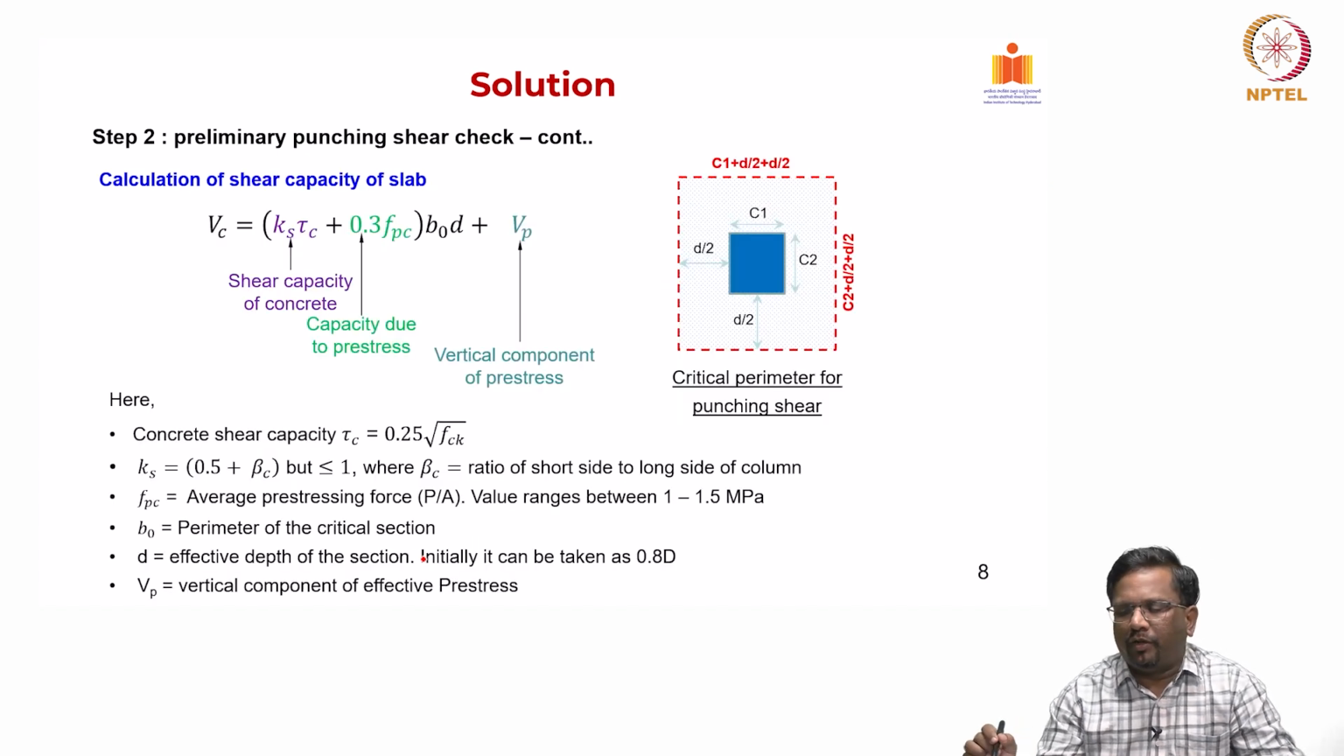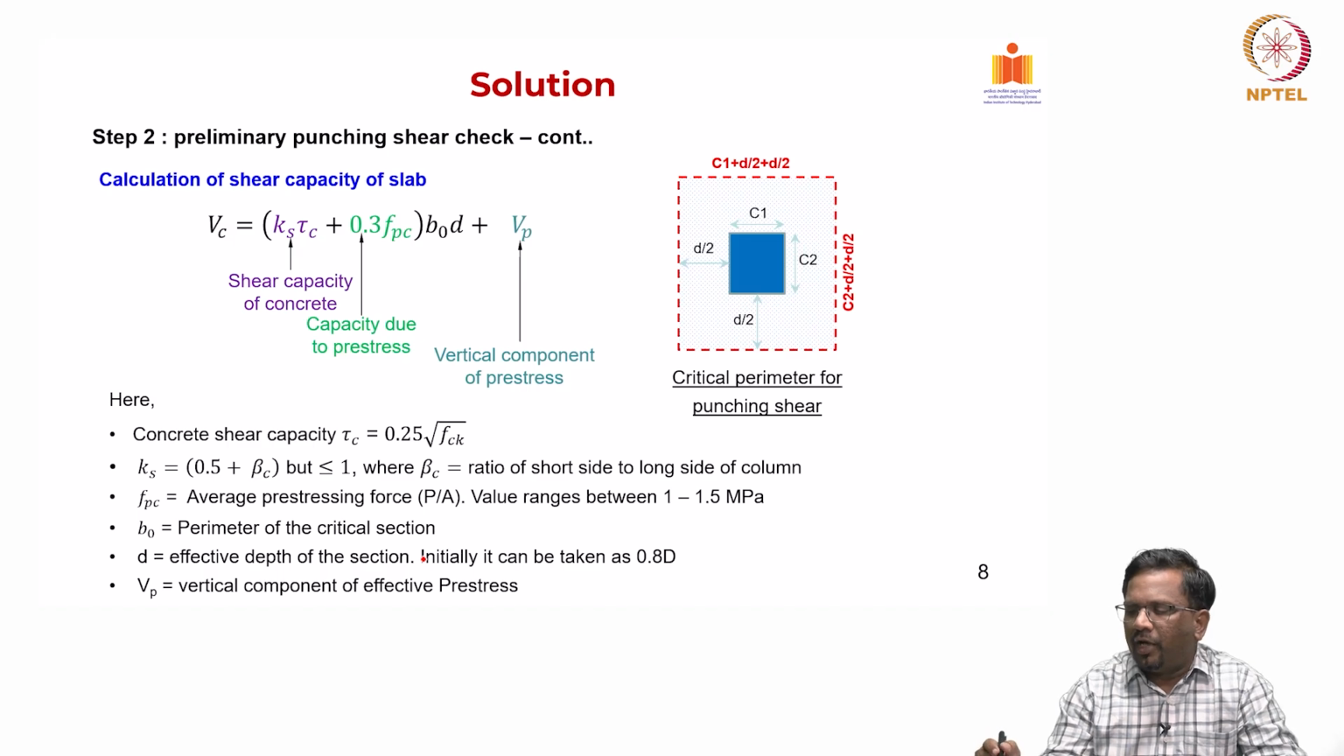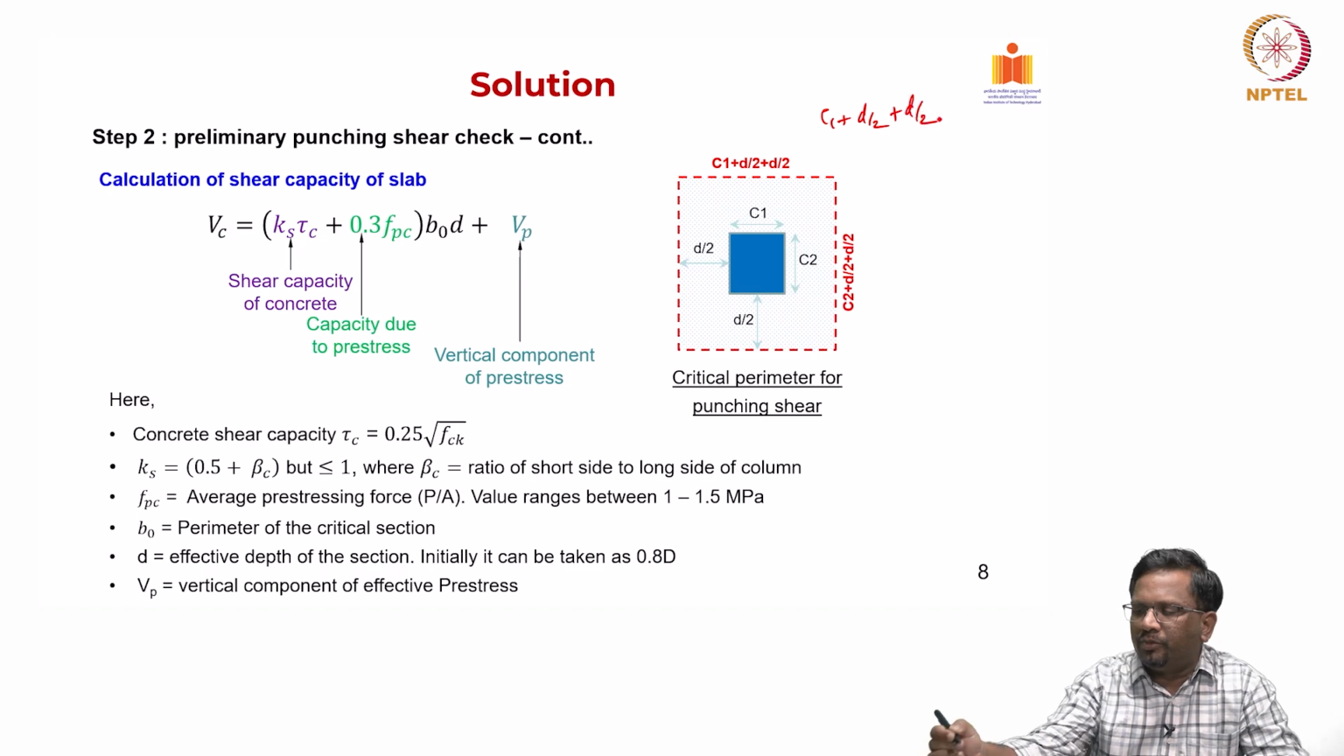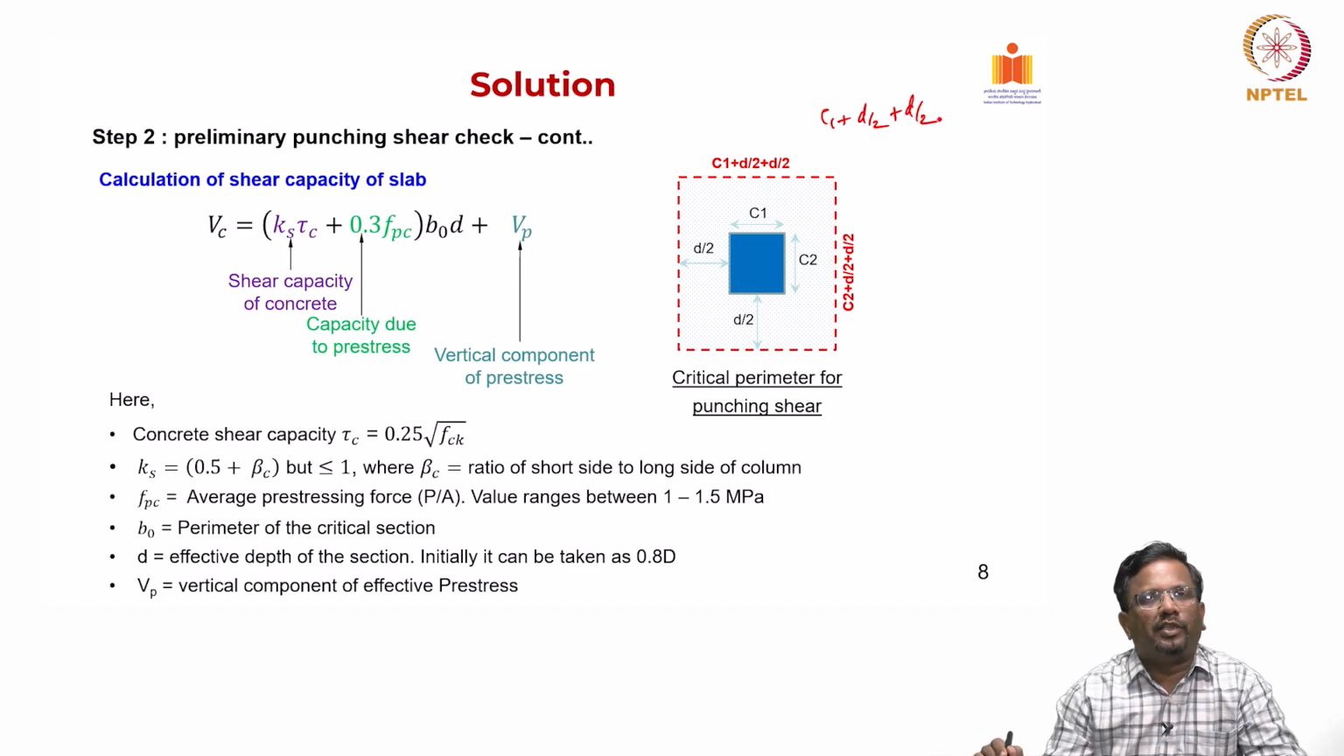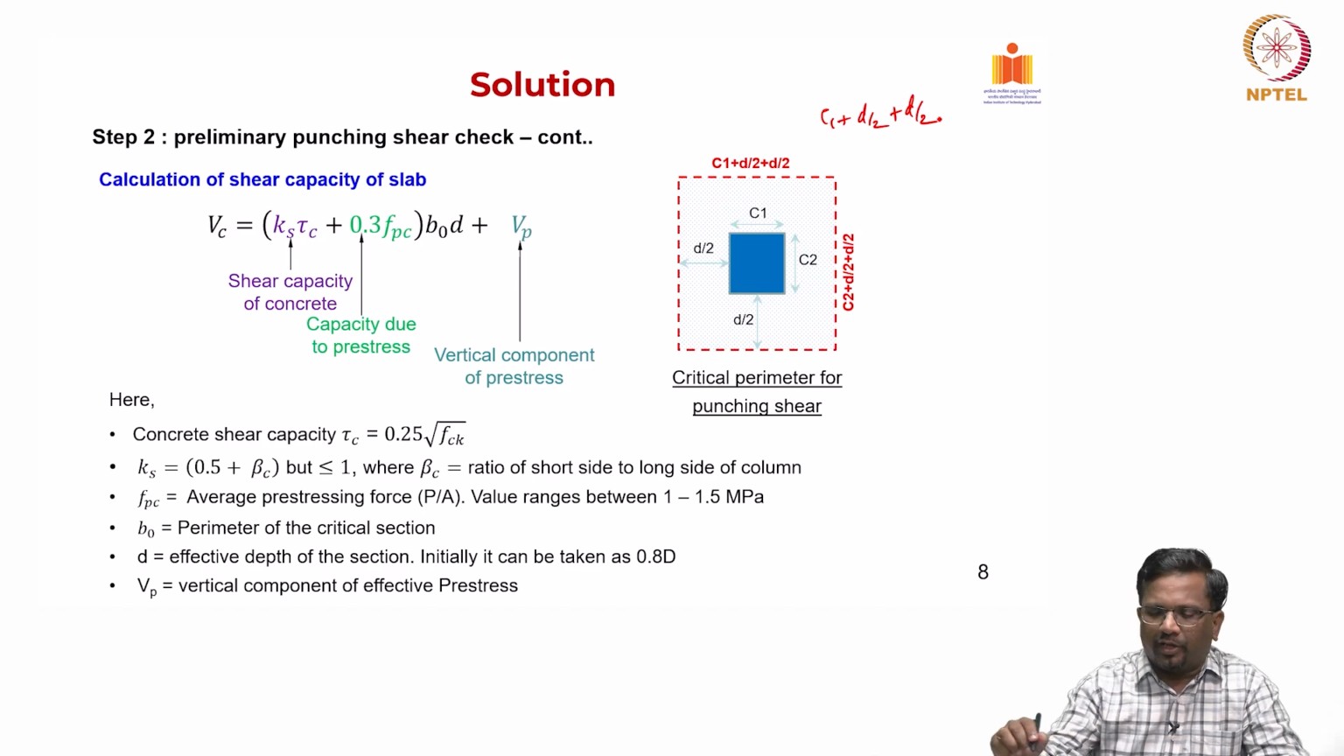Right. So, now that we have got this, and this is the critical perimeter, we have got the demand. Now, we have to check for the capacity. Now, again this is an interior column, and you know that critical perimeter is going to be C1 plus d by 2 plus d by 2, right. Similarly, on the other side it is going to be C2 plus d by 2 plus d by 2, right. So, this is a critical shear perimeter.